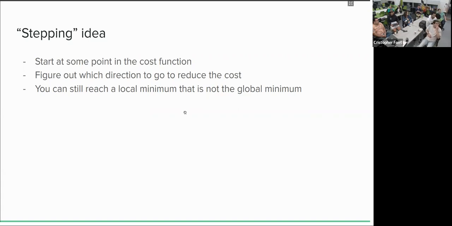Does that stepping idea make sense? At least the intuition for it. You really don't need to know the specifics, but it's just good to have the intuition that that's how we're trying to make this algorithm. The idea is that you start at any point, and at that point you evaluate, okay, what's the quickest way I can go down? And then once you reach a point where you can't go down anymore, you find a local minimum.